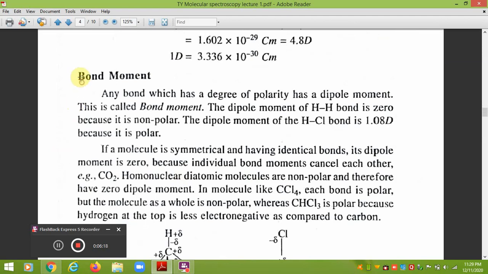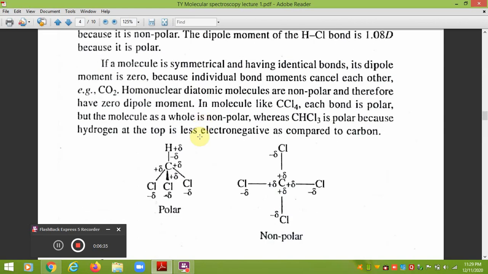What is the bond moment? The dipole moment of a bond is called the bond moment. Any bond has some degree of polarity because of dipole moment, and the dipole moment or the polarity of that bond is called the bond moment. Here you can see there are 3 carbon-chlorine bonds and 1 carbon-hydrogen bond, and definitely the arrangement of this molecule is very important.